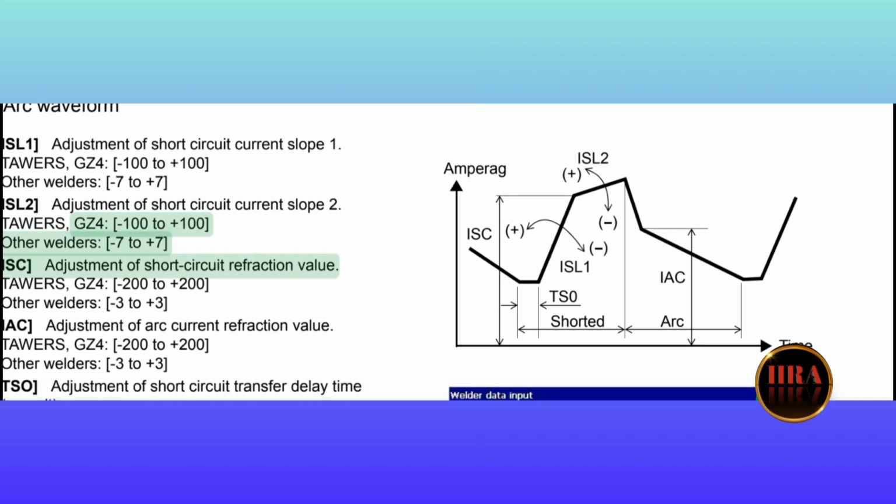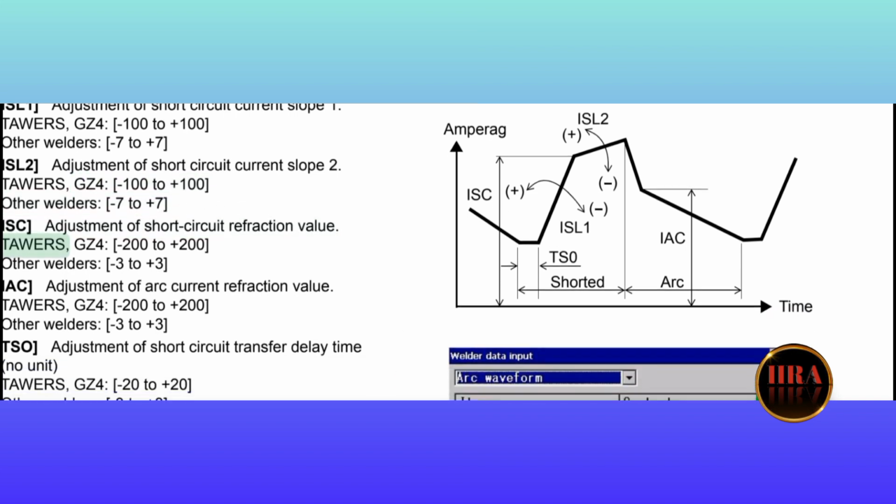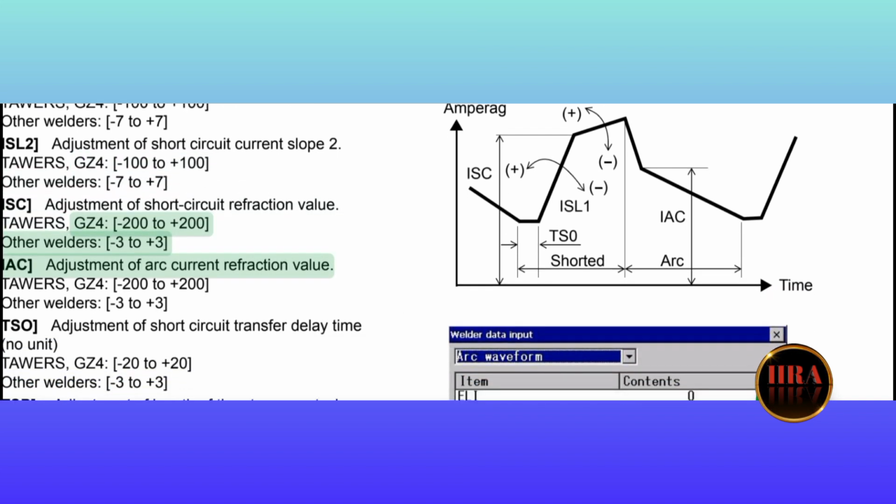TAWERS, GZ4, -100 to +100, other welders, -7 to +7. ISC: adjustment of short circuit refraction value. TAWERS, GZ4, -200 to +200, other welders, -3 to +3. IAC: adjustment of arc current refraction value.